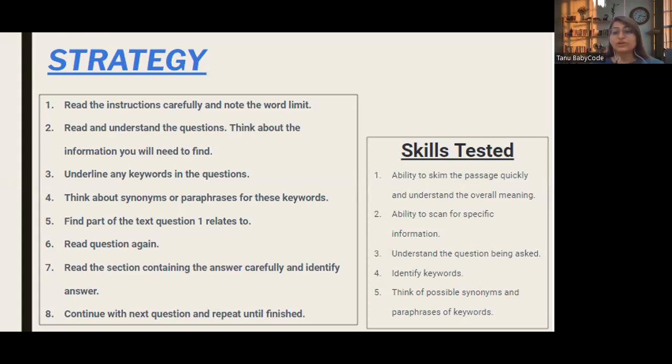Now, what skills are going to be tested here? First, are you able to skim your passage quickly and understand the overall meaning or not? Second, they check your ability to scan for specific information. Are you able to scan for the required information or not? Understand the question being asked. What is asked there in the question? Are you understanding that or not? Are you able to identify your keywords? Are you able to think of the possible synonyms and paraphrasing of keywords or not? So all these five skills will be tested here in your reading module.